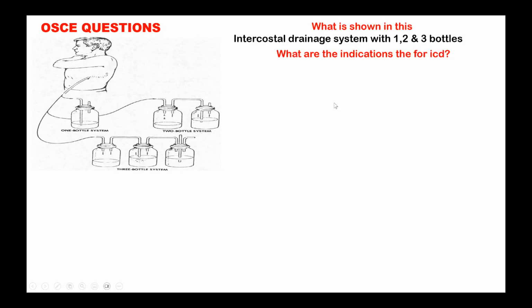What is the indication for an ICD? When will you put in an ICD? Pneumothorax, hemothorax, pleural effusion, empyema. So it can be said that whenever you want to drain air, blood, or fluid from the pleural space, you can put in an ICD. If you want to drain air, it is pneumothorax. If you want to drain blood, it is hemothorax. If you want to drain fluid, it is pleural effusion. So air, blood, or fluid, whenever they are in large quantities, you can put in an ICD.